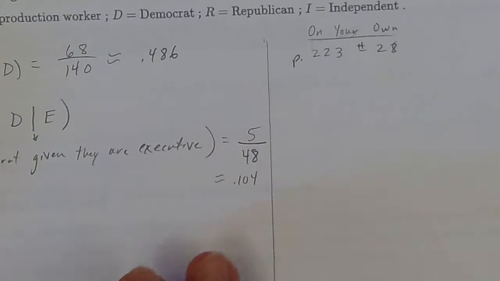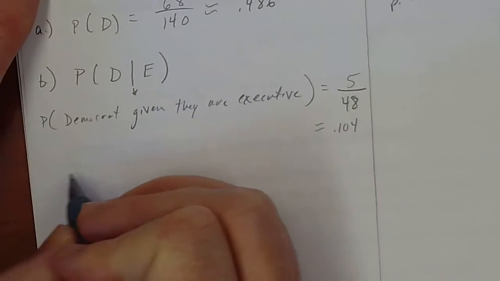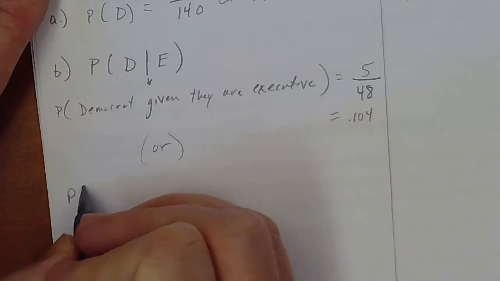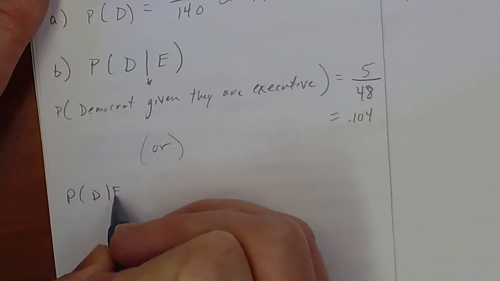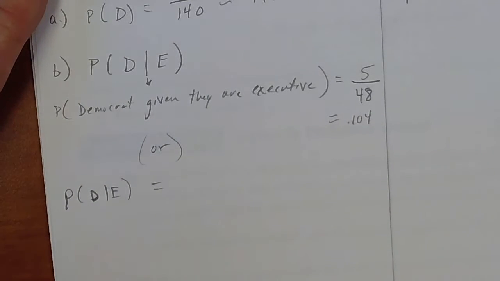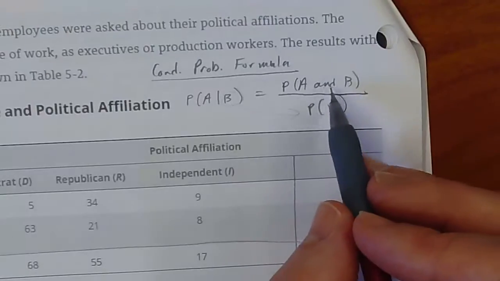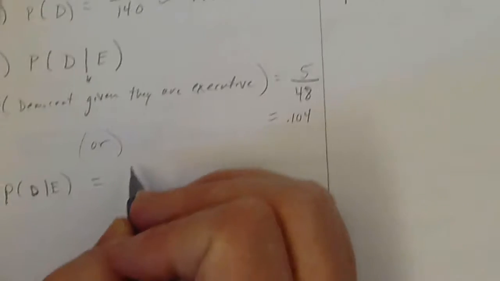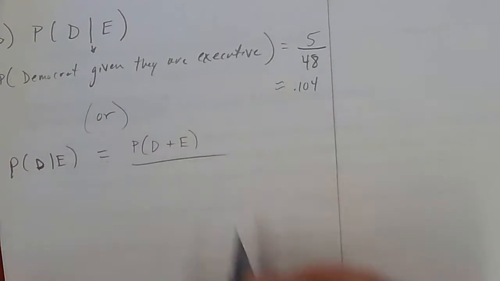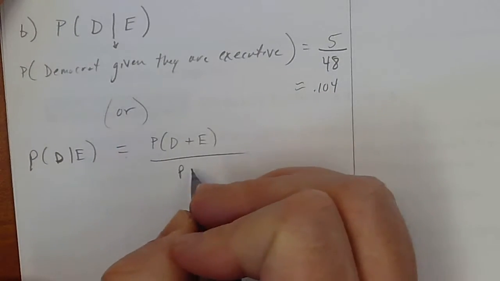All right, now here's using the formula. And this is why I want you to know how to use this too, in case they give you not a table and they actually give you the probabilities. So another way is probability of D given E. Okay, so following the formula, it says what's the probability of A and B? So probability of Democrat and executive, all over the probability of the given condition, if I'm following the formula up there. So probability of E.